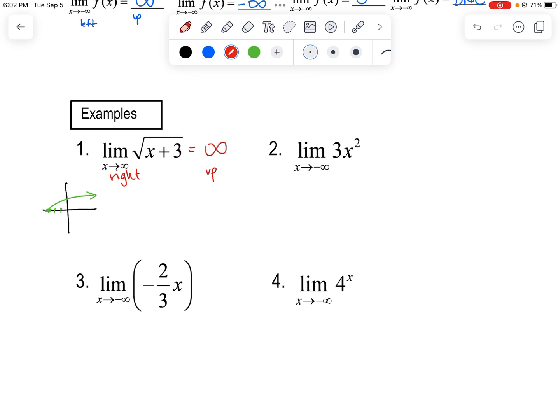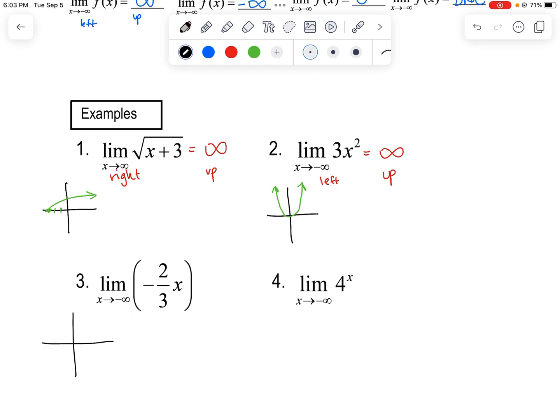Number 2, limit as x approaches negative infinity of 3x squared. Again, we just know what x squared looks like. Ooh, not down. 3x squared is just skinnier, but looks like this. So as we approach negative infinity, as we go left, that arrow is going up to positive infinity.